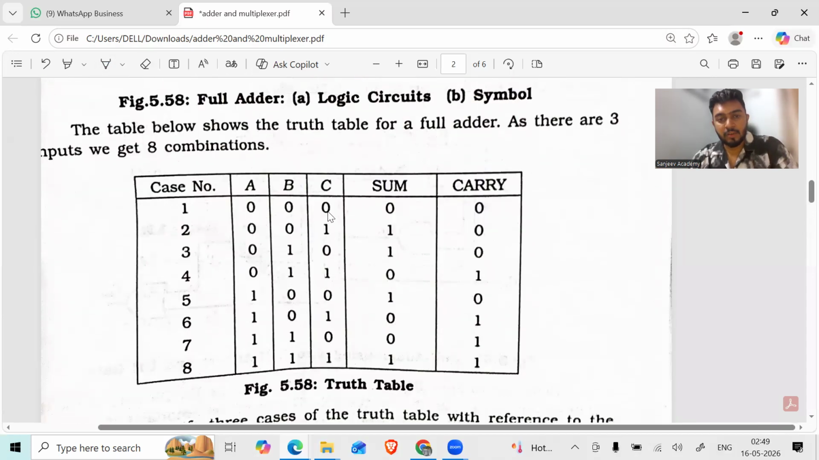And again here 0 plus 0 is 0. 0 plus 1 plus 0 is 1. 1 plus 1 is what? 10. Carry is 1. 1 plus 0 again 1, no carry. 1 plus 1 is 10, again carry 1. 1 plus 1 is again 10, carry 1. 1 plus 1, 10. 10 plus 1, 11. So sum is 1, carry is 1.